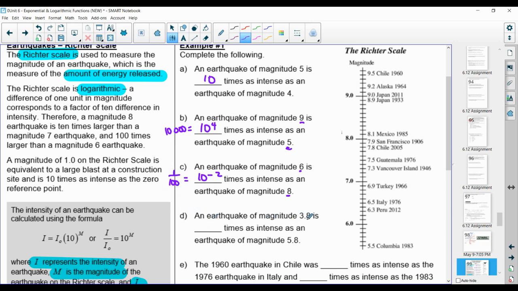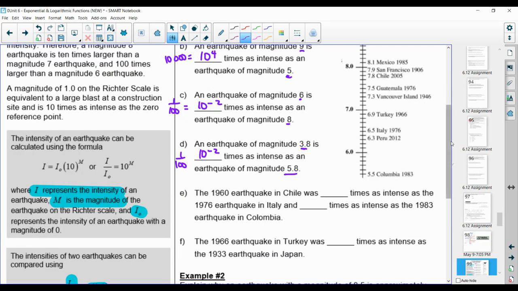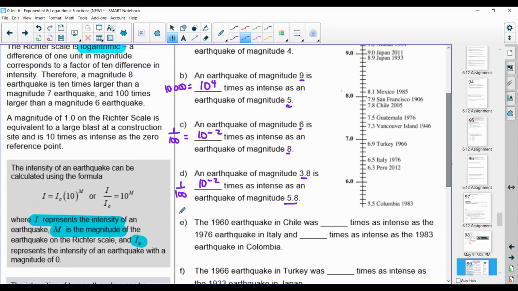An earthquake of magnitude 3.8 is blank times as intense as an earthquake of magnitude 5.8. Well, 5.8 minus 3.8 is 2, so this is also 10 to the 2, or 1 over 100 times as intense. Now, taking a look at some specific examples here, the 1960 earthquake in Chile was blank times as intense as the 1976 earthquake in Italy, and blank times as intense as the 1983 earthquake in Colombia.